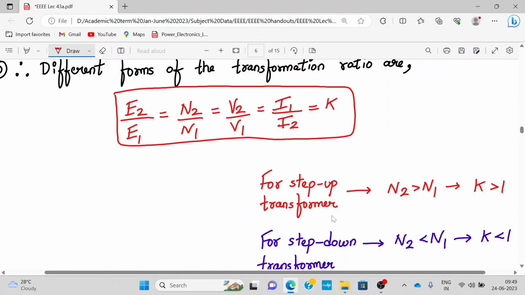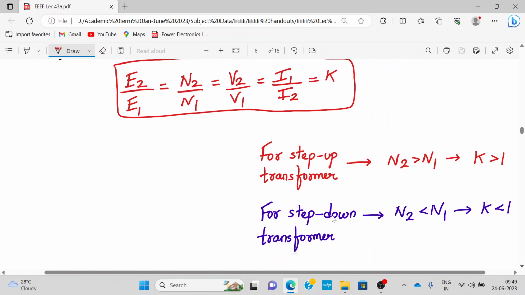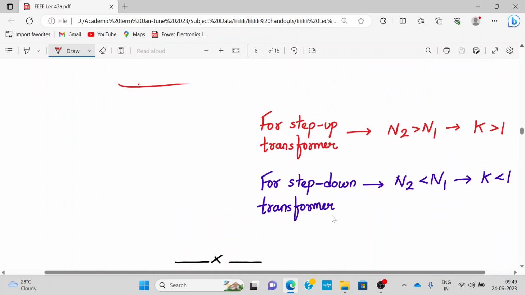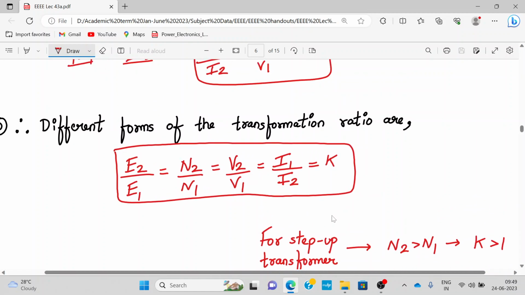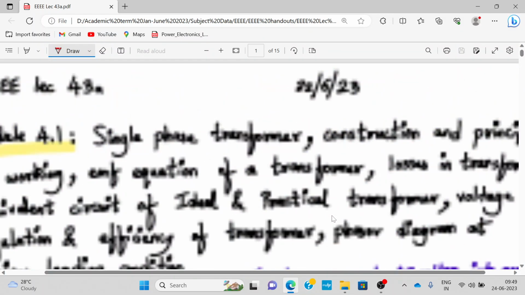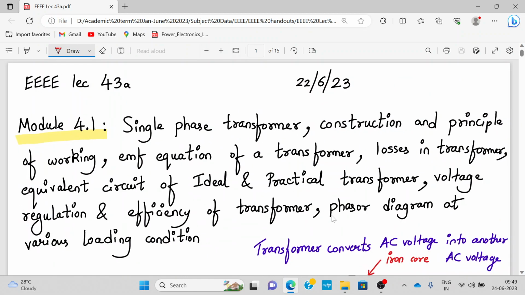So this is all about the EMF equation and finally the transformer ratio. We come to the end of this lecture. I hope this is clear. These are the different forms of the transformer ratio. Let us revise what we have done so far. We have discussed a transformer: its symbol, construction, principle of working, and also the EMF equation of the transformer.